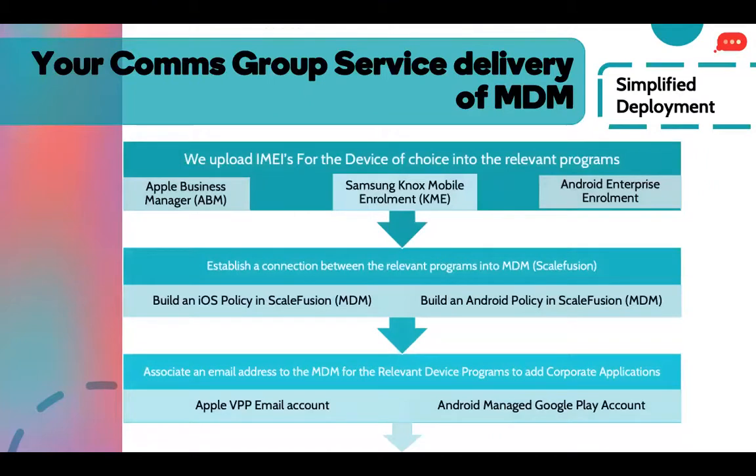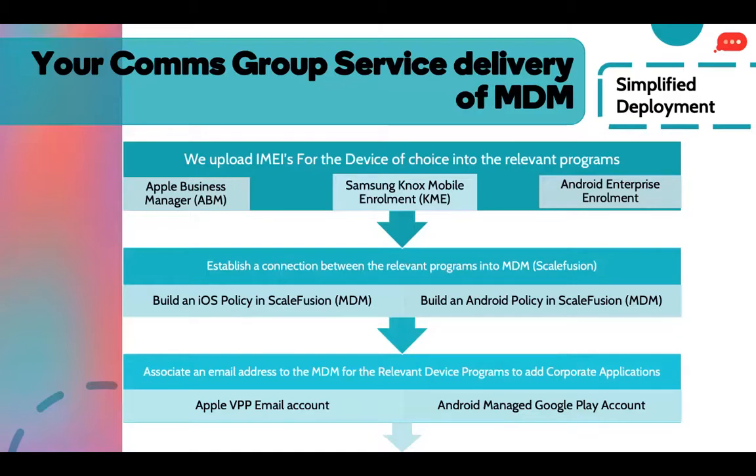So the way it works in terms of the service delivery, we actually offer at Your Comms Group in terms of setting up the mobile device management. You will let us know the device that you have or you would like to get from us. We would then upload the IMEIs from the device choices which are listed below. So we've got your Apple Business Manager. With Apple Business Manager, it's specifically for iOS, where we would actually create an Apple Business Manager account, or you could let us know if you've got an Apple Business Manager account. And what we will then do is apply it to the relevant MDM.